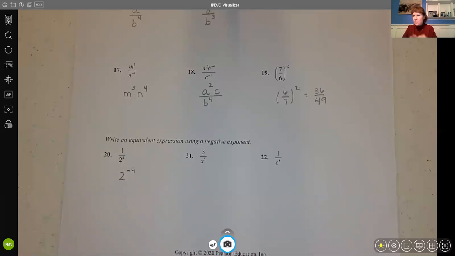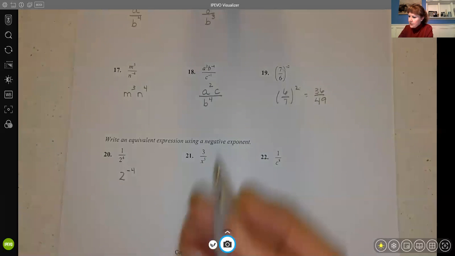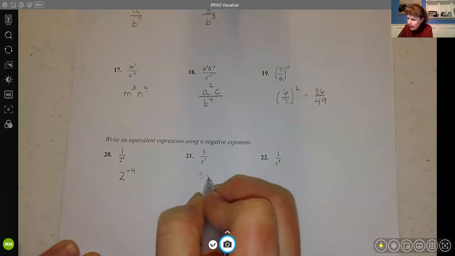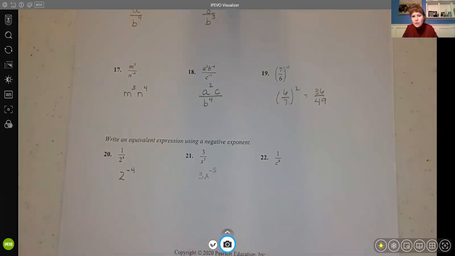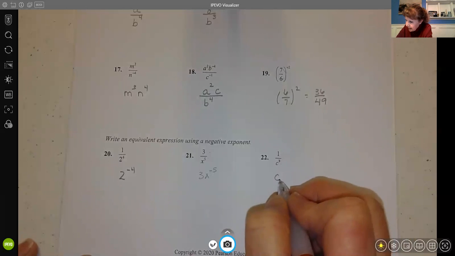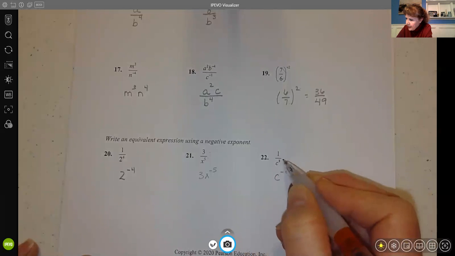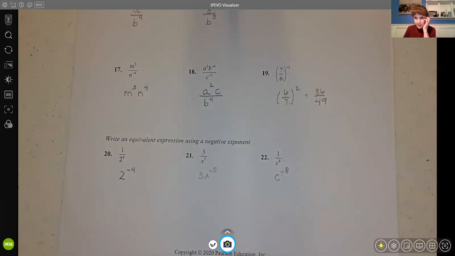And this is going to help us when we start multiplying our bases together. This right here is 3x to the negative 5. Those two statements mean the same. So they want you to be able to go here and reverse the process and write it with a negative exponent. So you brought it up, but you had to put a negative there. And that negative told you that you changed the position. And 22, c to the negative 8. These two mean the same thing.